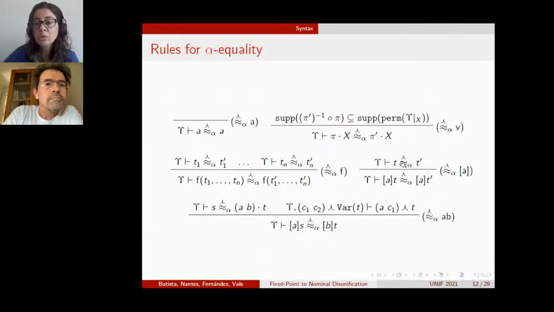I'm not going to go through them all, but an interesting one is: upsilon proves that abstraction of A in S is equal to abstraction of B in T if S is equal to (A B) applied to T, and (A C1) fixes T, when C1 and C2 are new names, and fixes the variables of T.